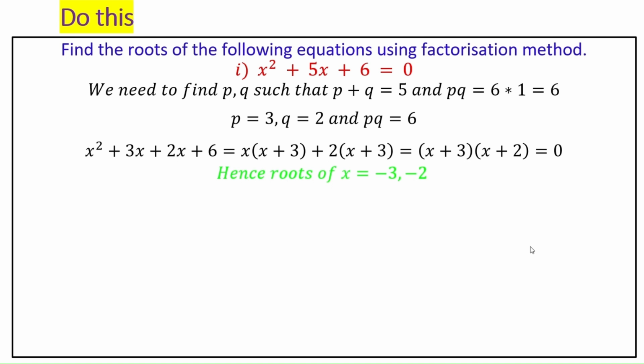Okay, and then solve the problems. x square minus 5x plus 6 equal to 0. The difference is here it is plus x, here it is minus x. So p plus q is minus 2 minus 3, then it will become minus 5. p into q is minus 2 into minus 3, so it will become 6.